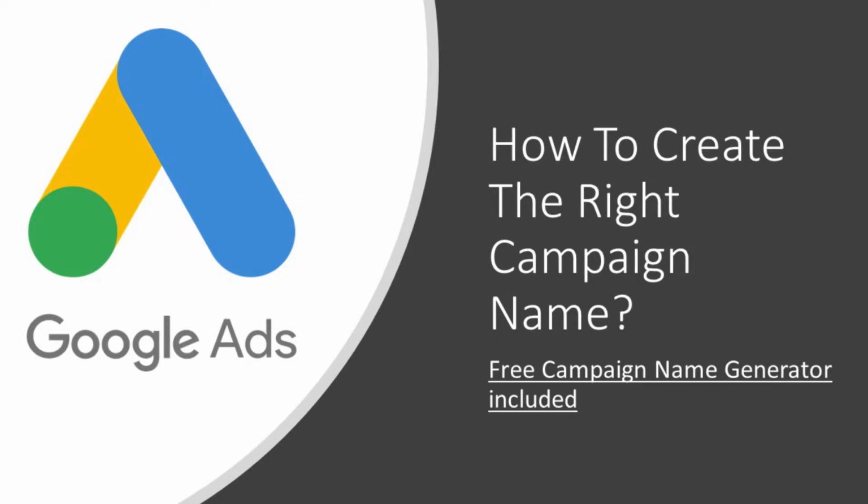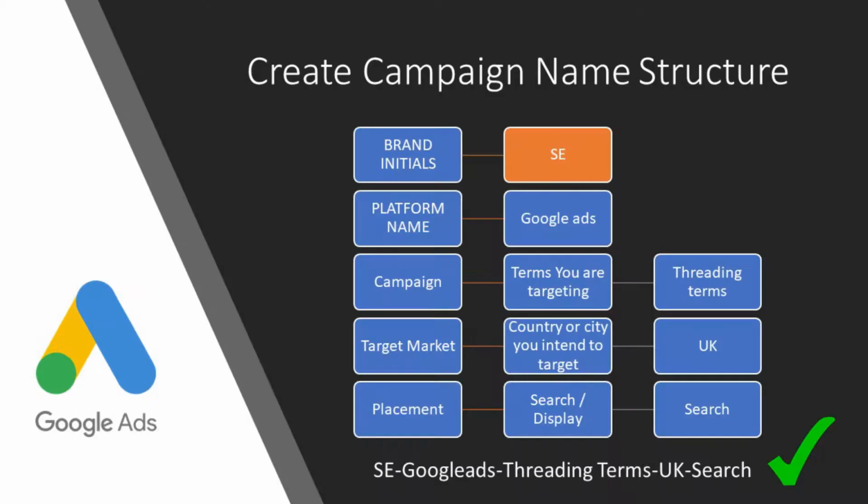In order to give your campaign a name, it is important to use a specific naming convention and stay consistent when naming your ad campaigns, as this makes it so much easier for you to filter, slice, and analyze your campaign's performance in the future. A good naming convention provides visibility in terms of which brand this campaign is for, what platform it's used in, what the theme of the terms used in this campaign is, what the targeted location is, and whether it's a search or a display campaign.